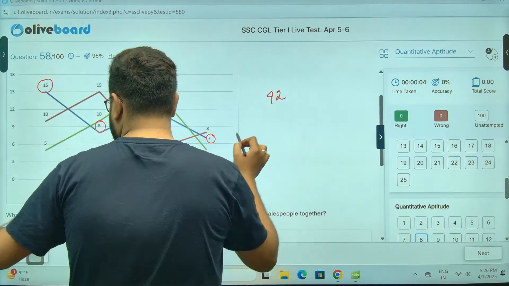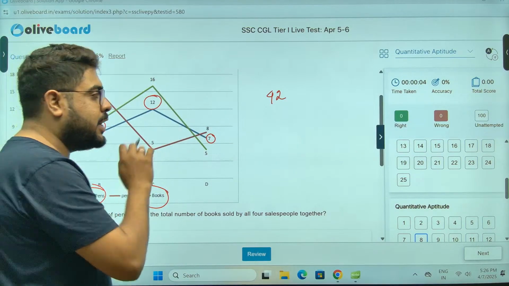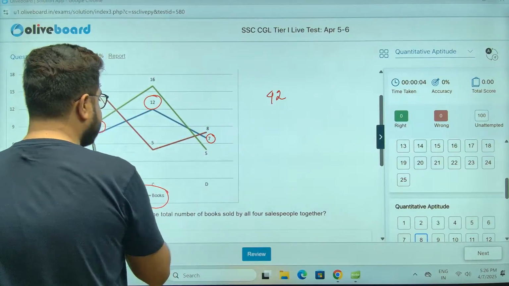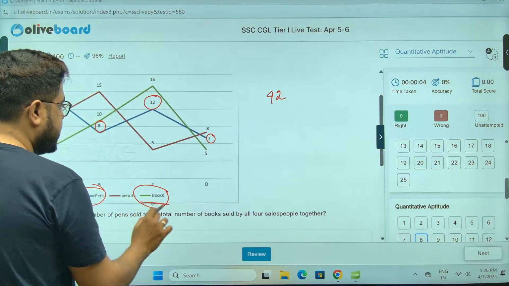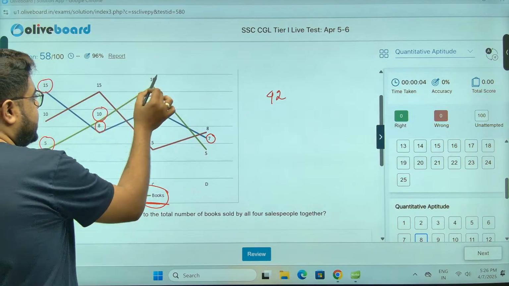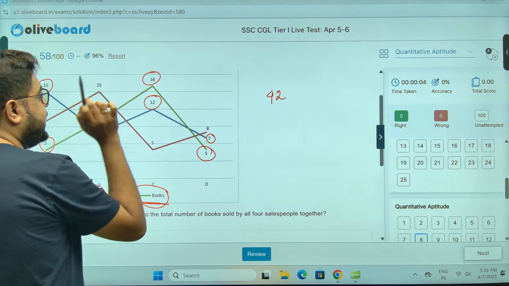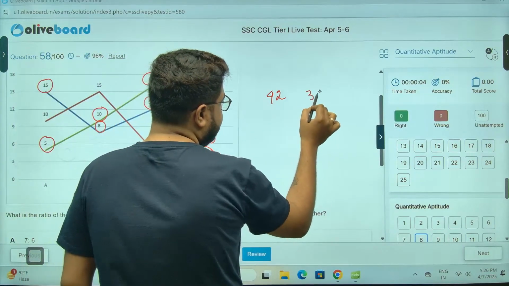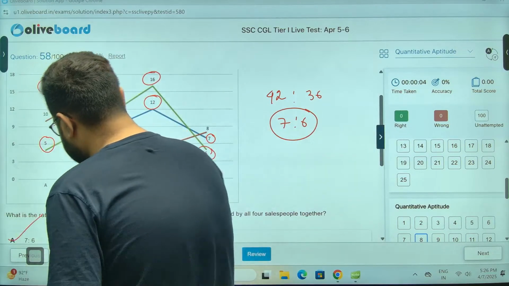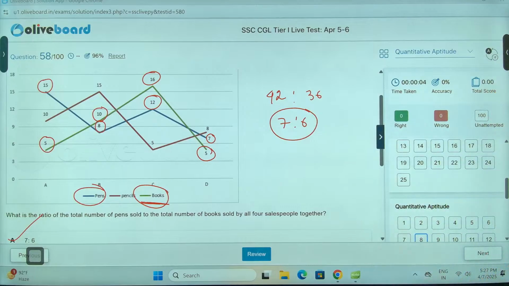Now we could have used the options. Because 42 is a multiple of 7, we could have checked. There is one option I can see that is a multiple of 7. It might be the answer. Let's see. Books, meaning the orange, like this green one, 5, 10, 16, 5. 5, 10, 5 meaning 20, and 20 and 16, 36. That is the answer, 7:6. Option A is most definitely the answer.